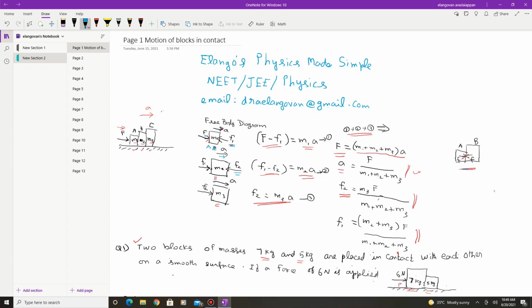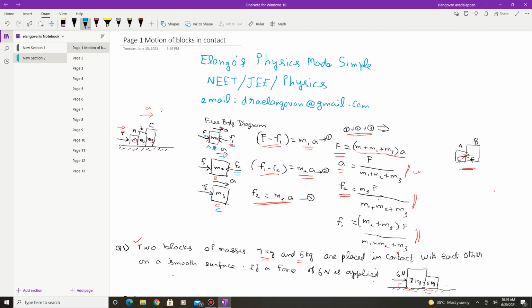On the third block, if you consider a block C, here the mass is m3, and it is moving with an acceleration A. There is only one contact force, because the blocks B and C are in contact with each other. So F2 is the contact force acting from B to C.